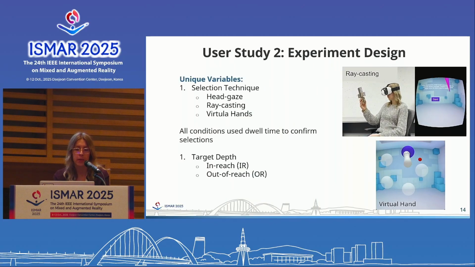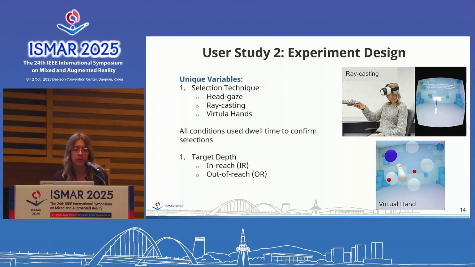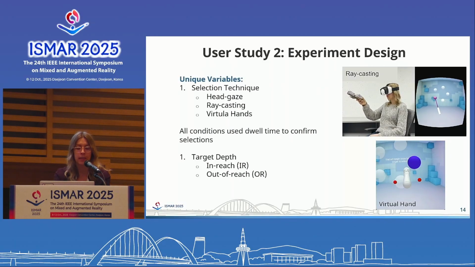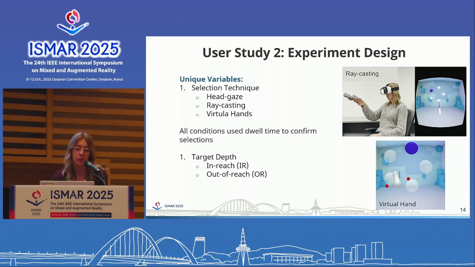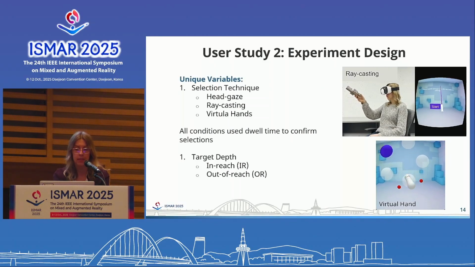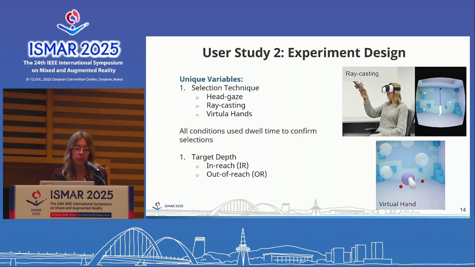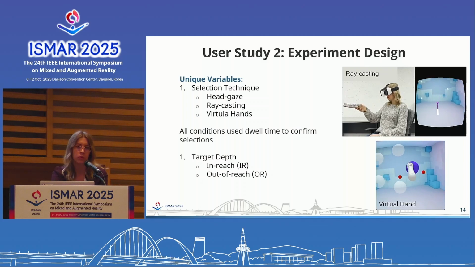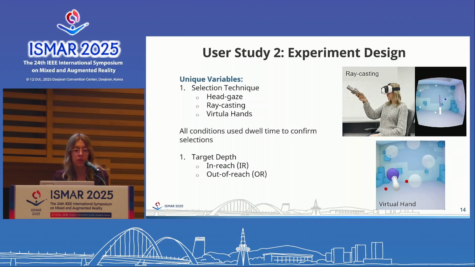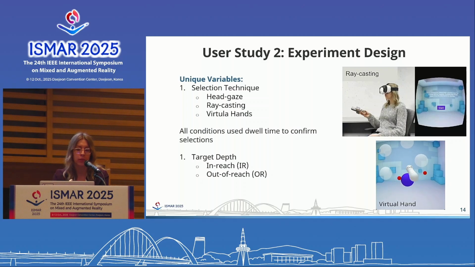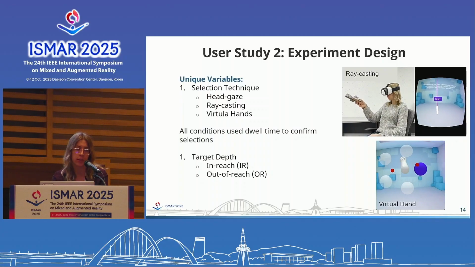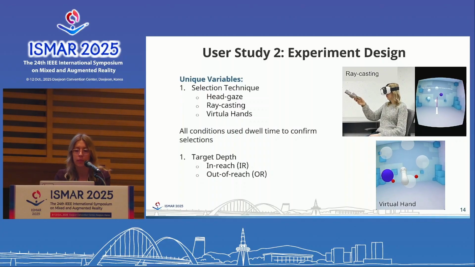Moving on to experiment 2, the unique independent variables were selection technique and target depth. So we compared 3 selection techniques: head gaze pointing, ray casting with the controller, and virtual hand selection, where users reach out with the controller to touch the targets. All selections were actuated using a 300 millisecond dwell time for the second study.